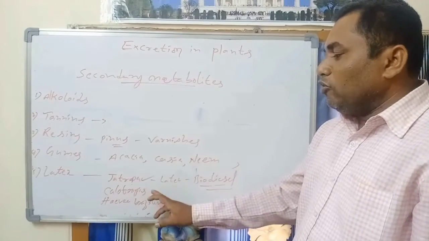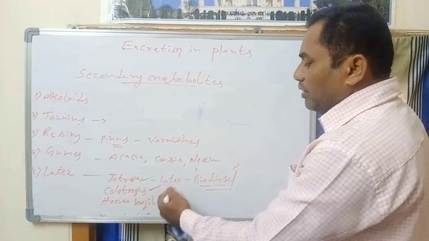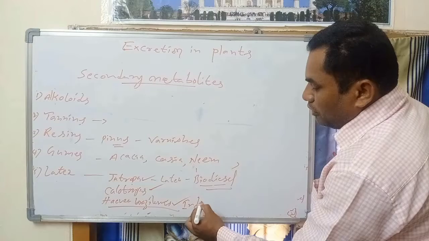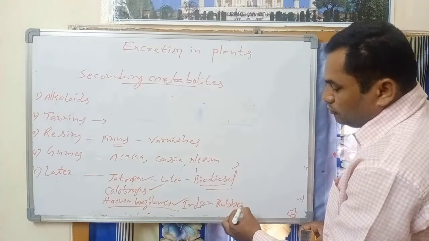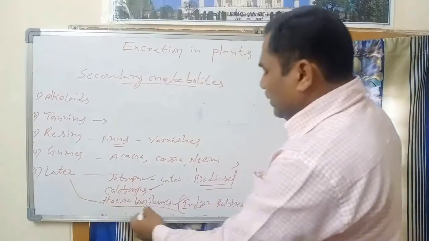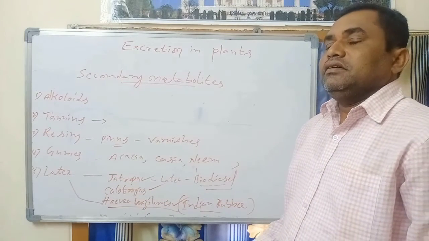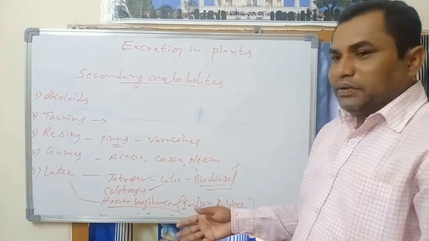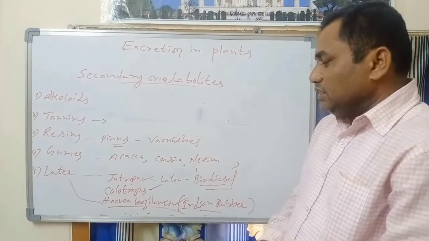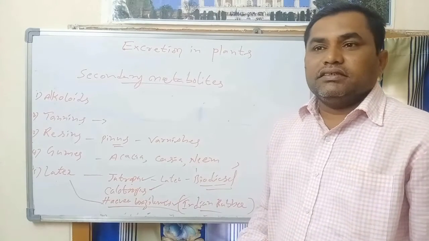So it is the latex. In Calotropis also you can see latex, a white sticky substance. Another important one is Hevea brasiliensis. It is called Indian rubber. The latex of Hevea brasiliensis, Indian rubber, is used in many ways for different purposes. The rubber. So the Indian rubber plant is what? Hevea brasiliensis.